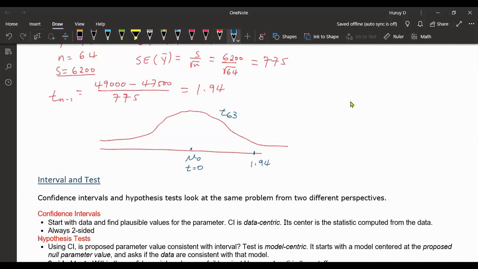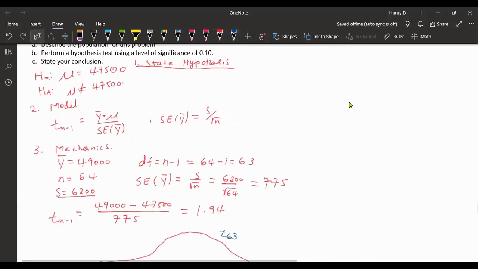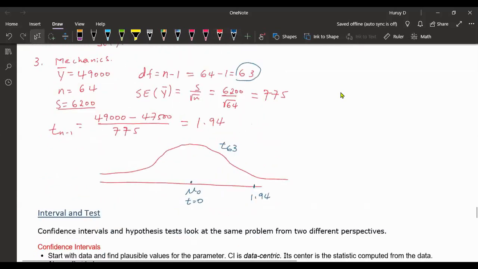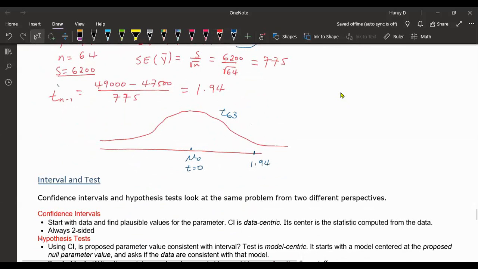Excuse me, from where did you get the T63? Oh, 63? This is the degrees of freedom. Degrees of freedom. Yeah, okay. Got it. Thank you. So this is a subscript, that's how we write it: T, whatever the degrees of freedom. If it is 10, sub 10. Okay, thank you. So maybe I wrote it the same. Yeah.